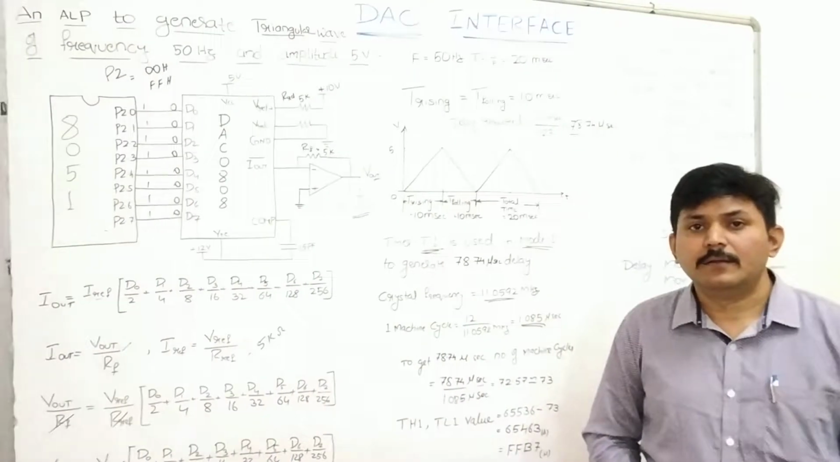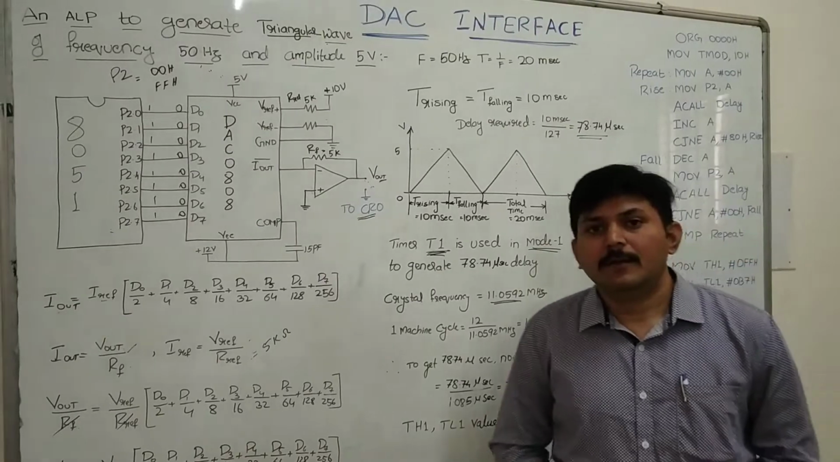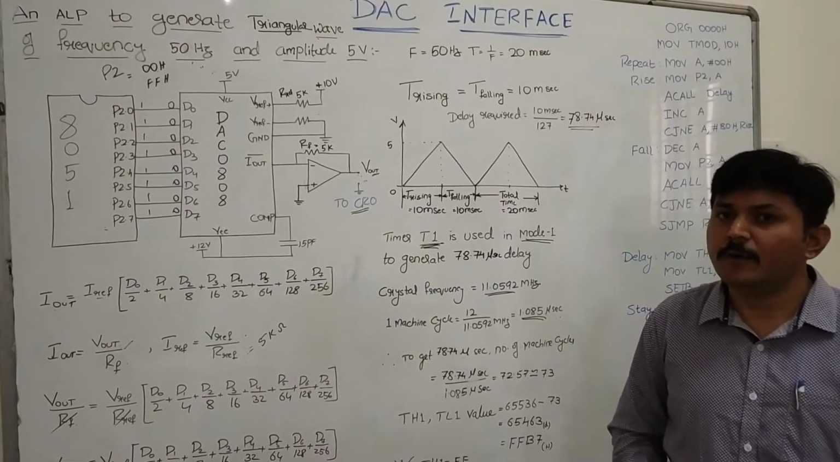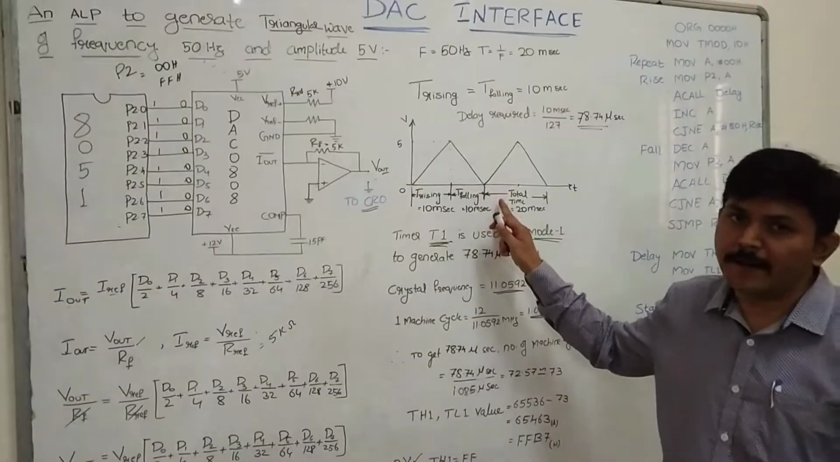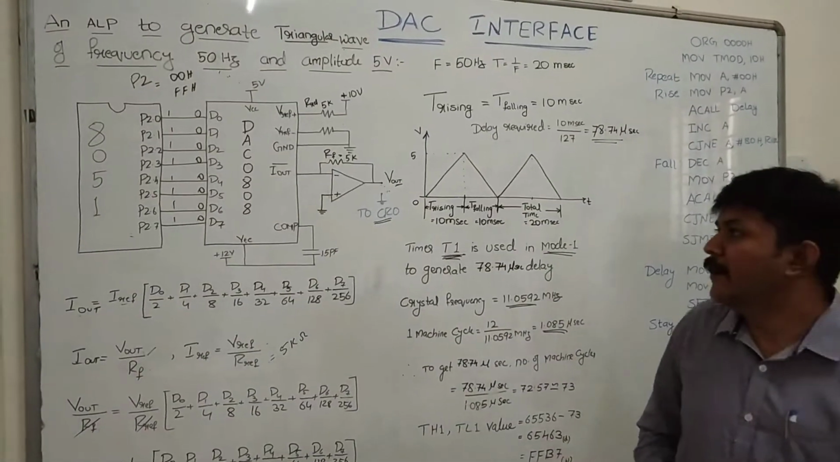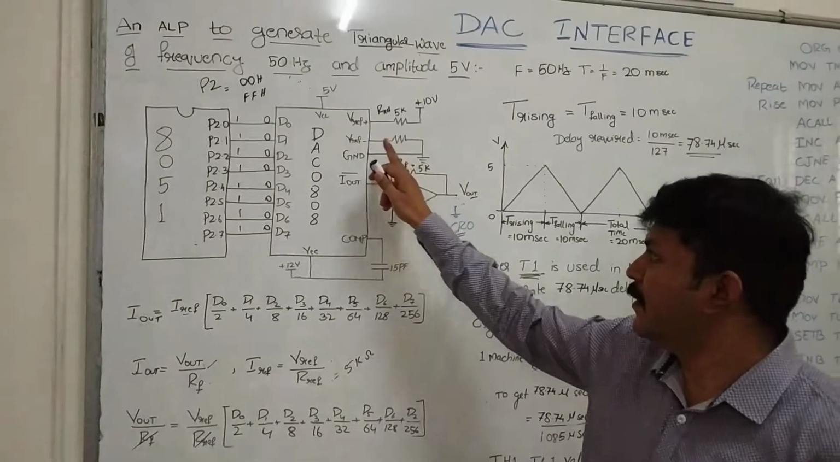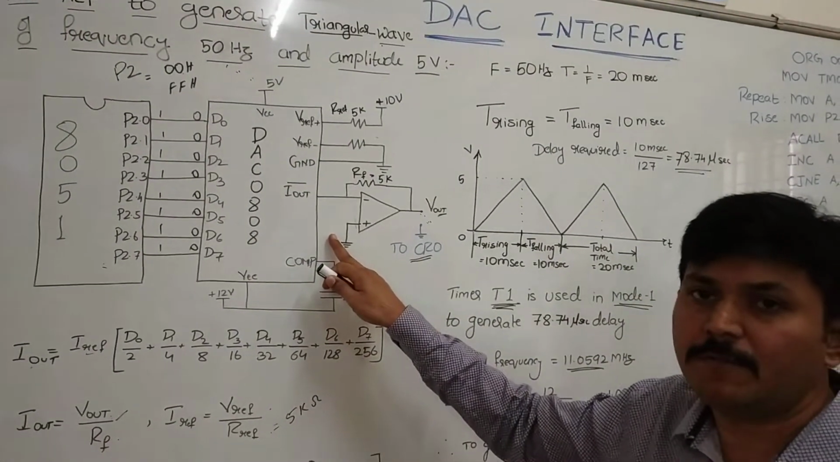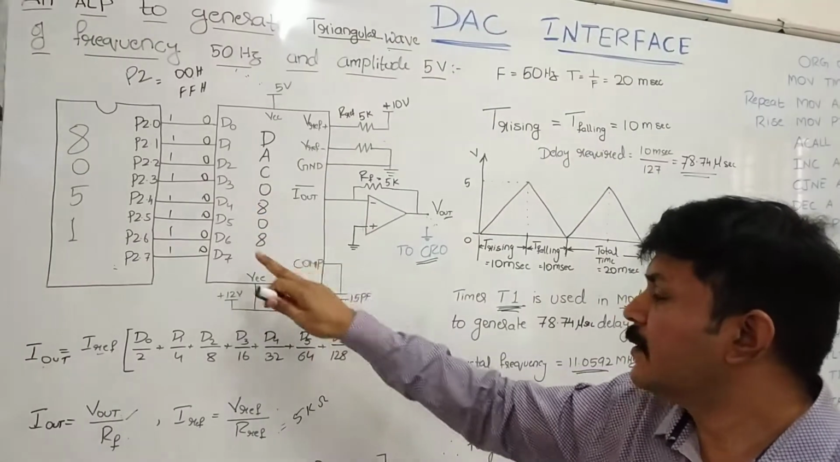Hi students, this is the second part of the DAC interface. In this video, we will generate a triangular wave. We interface a DAC, the same DAC interface which I used for square wave. The same interface I am using.